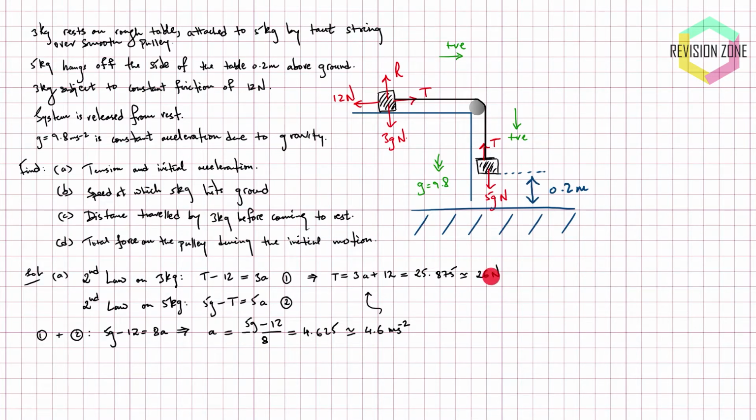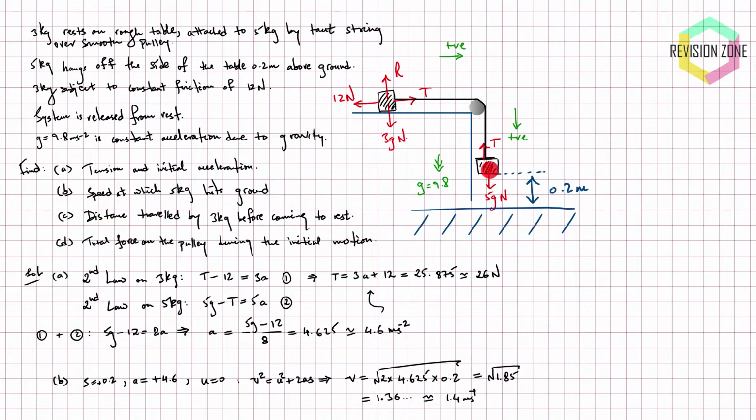So we've figured out tension and we've figured out our acceleration. Let's look at part B, which is the speed at which this particle, 5 kilograms, is going to hit the ground. So now we're going to start to do SUVAT, okay? Because we know that this entire system has an initial acceleration of 4.6, which is what we figured out, and we know that it's going to travel a distance of 0.2 meters. Both my acceleration and the displacement are in the positive direction because the particle's moving downwards, okay? And we know that initially the system is released from rest.